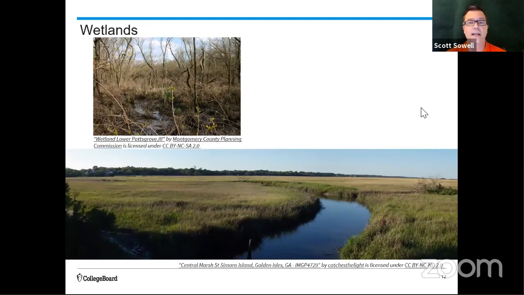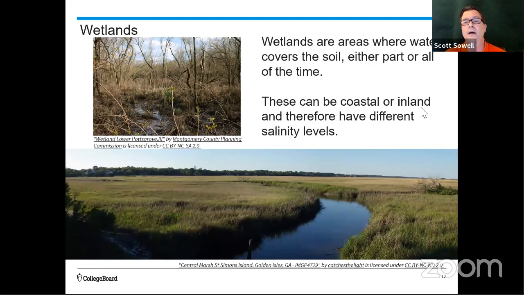So let's just define wetlands. A wetland is any part or any area where water covers the soil, either part or all of the time. And these can look very different depending on where they are. They might be coastal, they might be inland, therefore they might have different salinity levels: freshwater, saltwater, brackish. So they can look different, but they're all going to have that characteristic of the soil being covered by water, either part or all of the time.